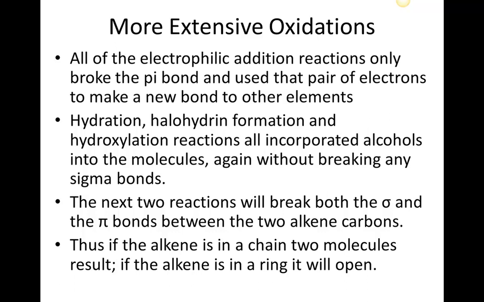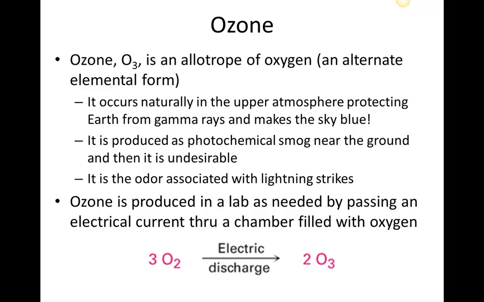And so we're going to look at now a couple of new reactions that will break both bonds between the carbons of the alkene. And what that means is that if the alkene is in a chain, you're going to get two separate molecules. Whereas if the alkene is in a ring, it will just open the ring. So we'll see examples of both so you can kind of get an idea about what we're talking about there.